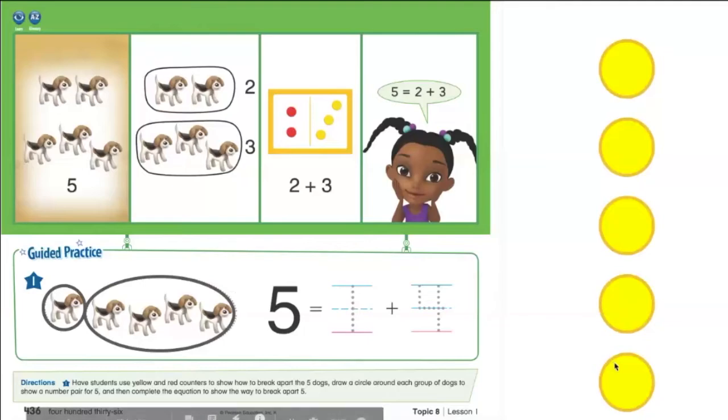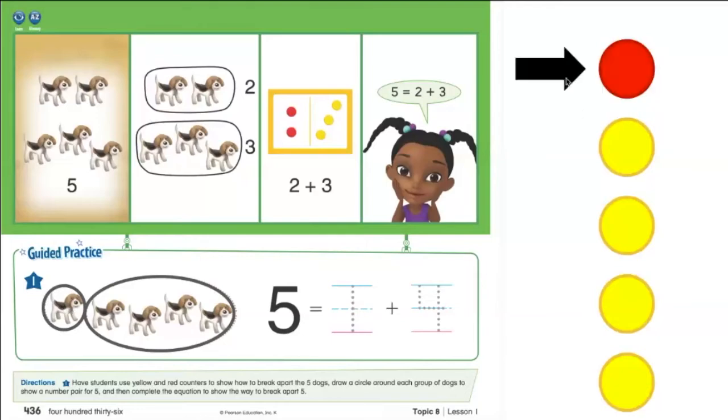All right. Now what I want you to do is go ahead and get out 5 counters. 1, 2, 3, 4, 5. Now what we're going to do is look at the group of dogs that we circled. The first group of dogs that we circled, we need to figure out how many dogs there are in that group.